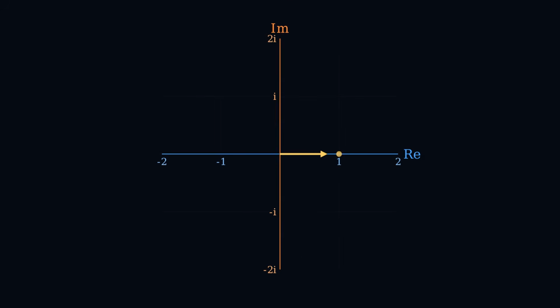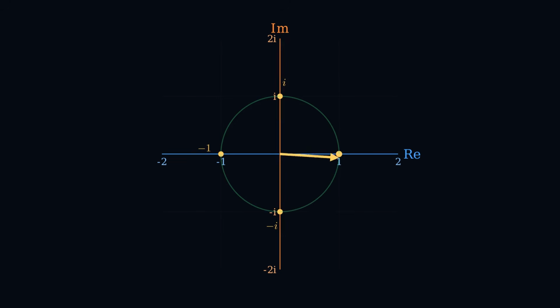Take the point 1, sitting at (1, 0) on the real axis. Multiply by i. Land on i, the point (0, 1), a quarter turn counterclockwise. Multiply by i again. i times i is i squared, which is negative 1. The point (negative 1, 0), half a turn total. Again, negative 1 times i is negative i. Point (0, negative 1), 3/4 turn.